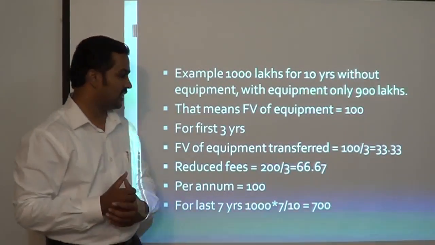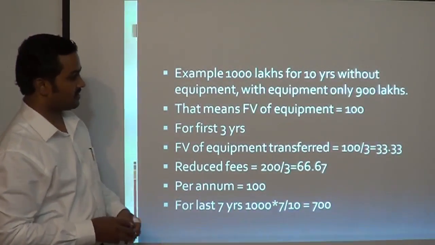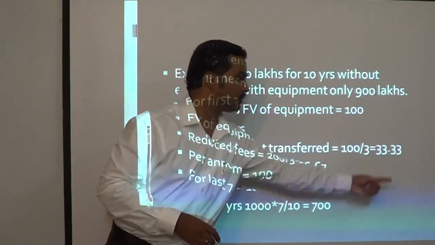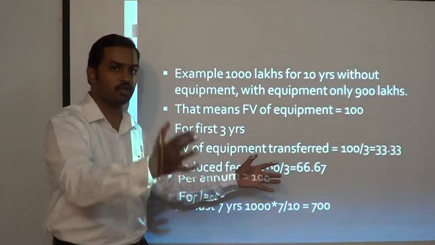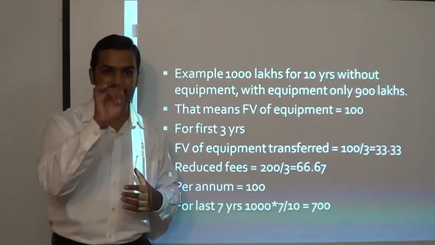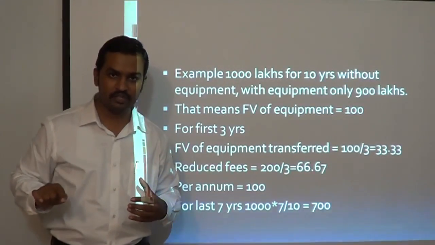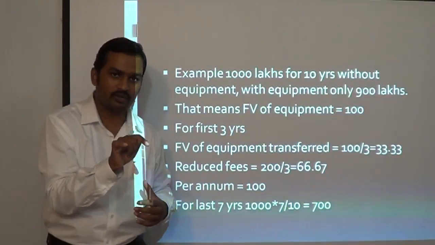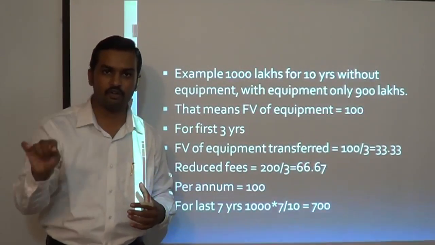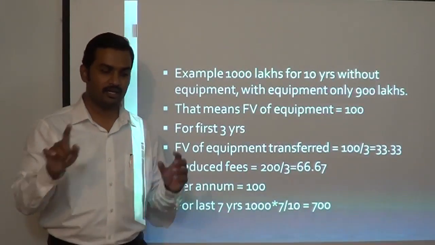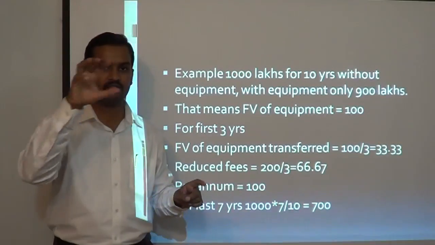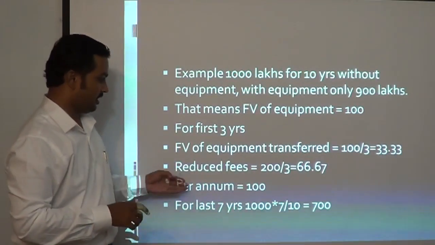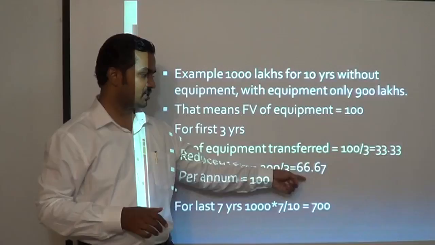So how am I going to recognize it as income? For the first 3 years, 100 by 3, 33.33 is the deferred revenue which I am going to recognize in my books. The entry I'll pass is: deferred revenue account to revenue, deferred revenue to revenue, every year 33.33. That means over the 3-year period the entire 100 would be recognized as income. And the reduced fees would be 200 by 300, 66.67.